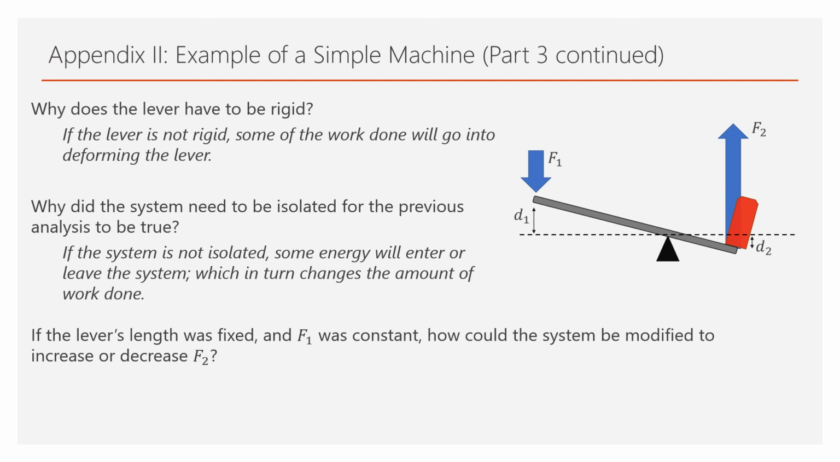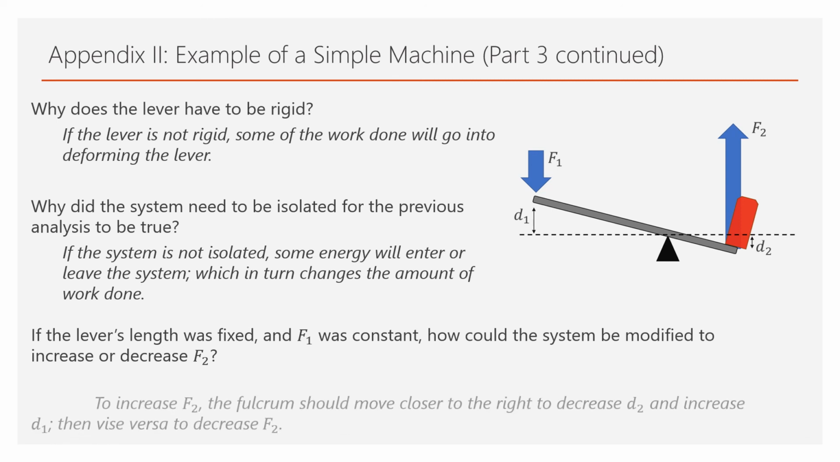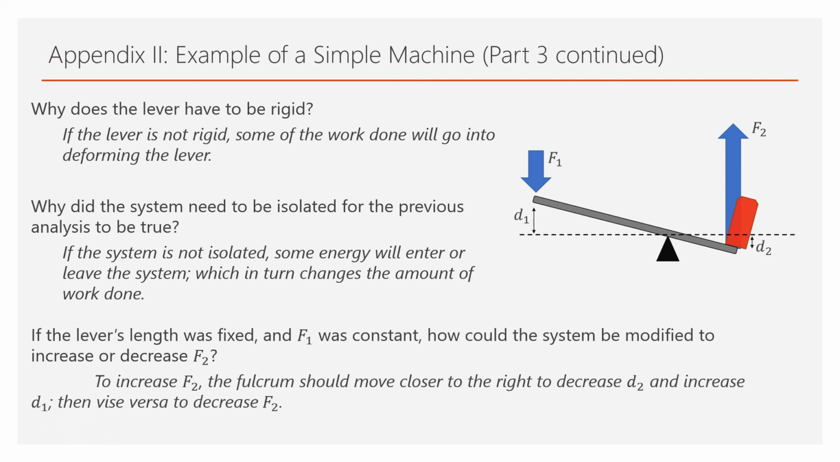If the lever's length was fixed and F1 was constant, how could the system be modified to increase or decrease F2? To increase F2, the fulcrum should move closer to the right to decrease D2 and increase D1, then vice versa to decrease F2.